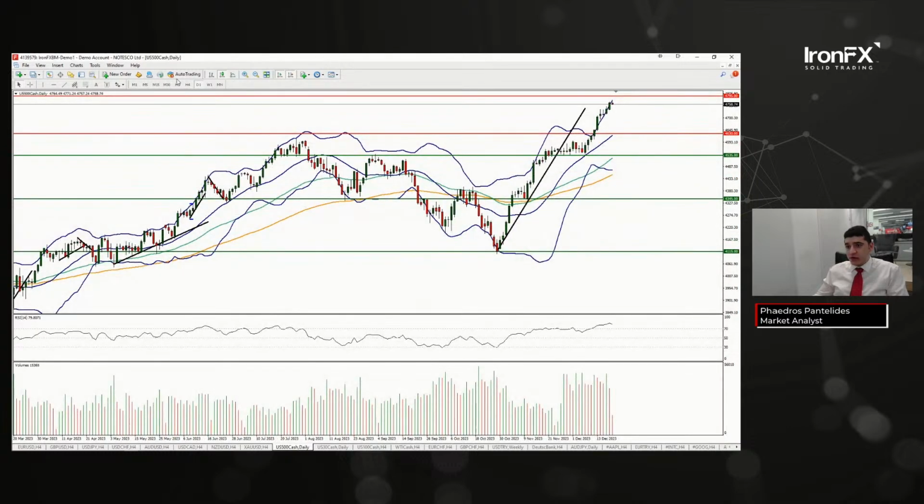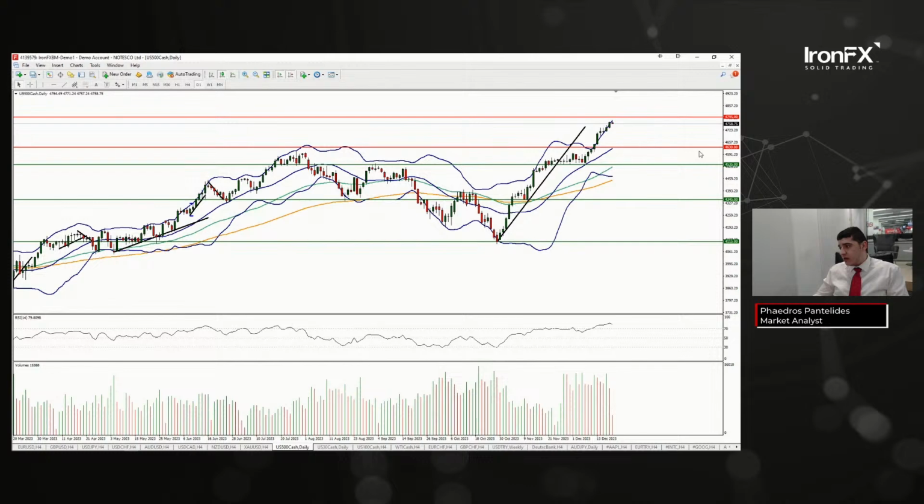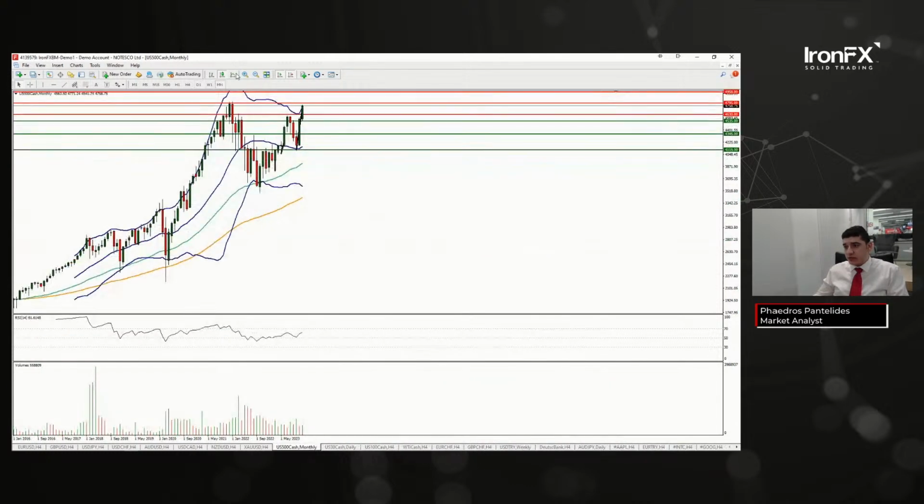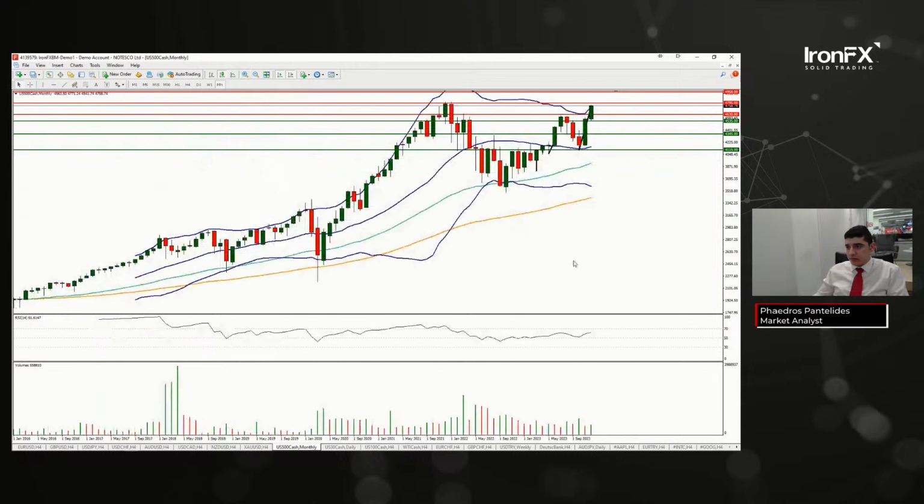For the S&P 500, it's broken above our old resistance level at 4,630, aiming for 4,795. So this is a daily chart as well. It's aiming for all-time highs as well.